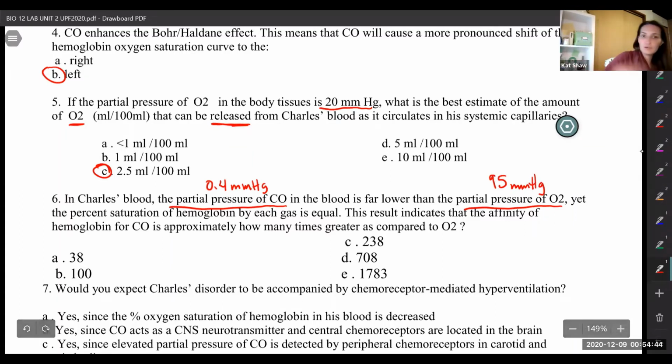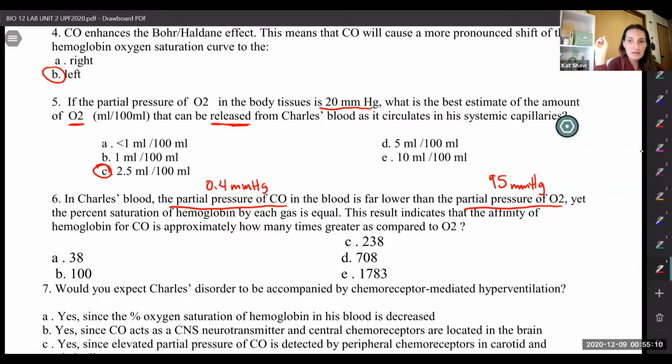So that partial pressure for CO is a much, much lower fraction of what it is for oxygen. And yet we see the percentage saturation of hemoglobin by oxygen and CO is 50-50, half and half, right? This result indicates that the affinity of hemoglobin for CO is approximately how many times greater compared to O2?